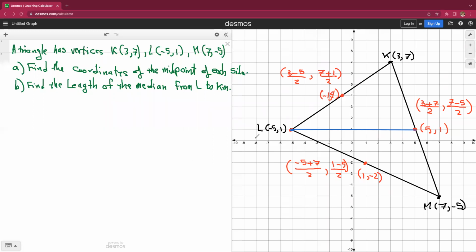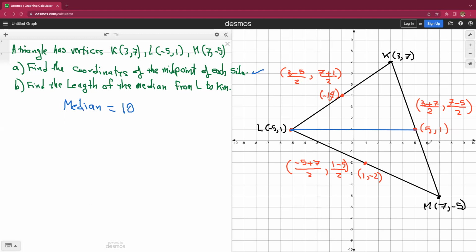Now, here, do we need to use the formula to find the length of this line? Not necessarily. We don't need to, because why? This is a horizontal line. So we could count it. So here, we solved A. Now, the median here from L to KM would equal, we count it, from here, 1, 2, 3, 4, 5, 6, 7, 8, 9, 10. So it's 10 units long. You could try the formula to find it as well, but you don't really need to.